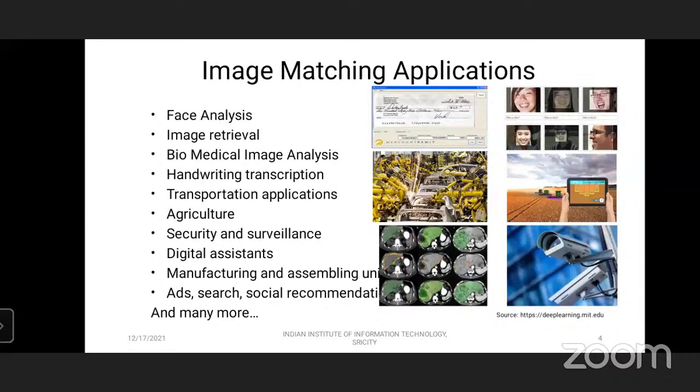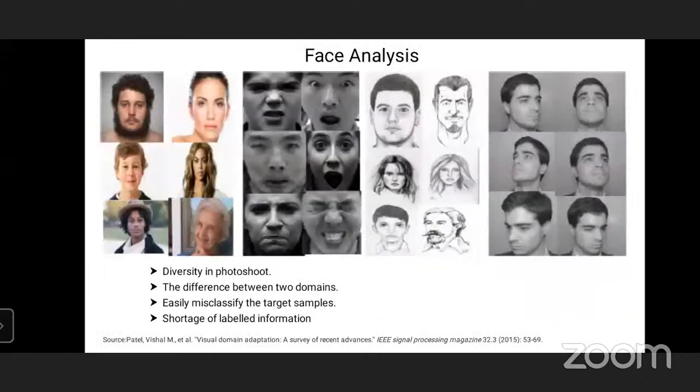All these automation techniques are used for image matching applications. Here we consider one application, face analysis. Why do we stress face analysis? It's not a joke, but sometimes I get confused seeing my own picture in my Aadhaar card. Maybe it's not the case in all instances, but we encounter it once in a while, for multiple reasons: maybe because of diversity in the photo shoot, the difference between two domains, which may lead to misclassification of target samples. One more reason is, in technical terminology, labeled information. So considering the last criterion, labeled information, we move on to the next topic.